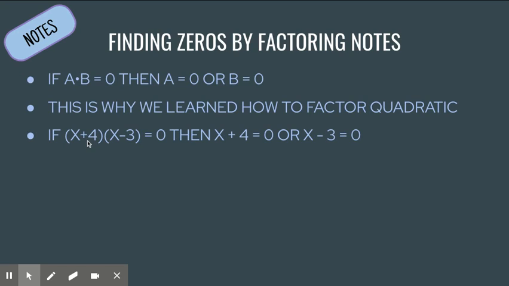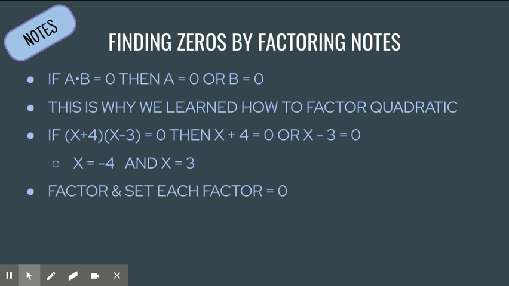Because if this is 0, then you're basically doing 0 times x and 0 times negative 3, and that's all 0. So as soon as one piece is 0, the whole thing becomes 0. The answers to this problem would be negative 4 and positive 3 because negative 4 plus 4 is 0 and 3 minus 3 is 0. And these are always going to kind of end up being opposites like that.